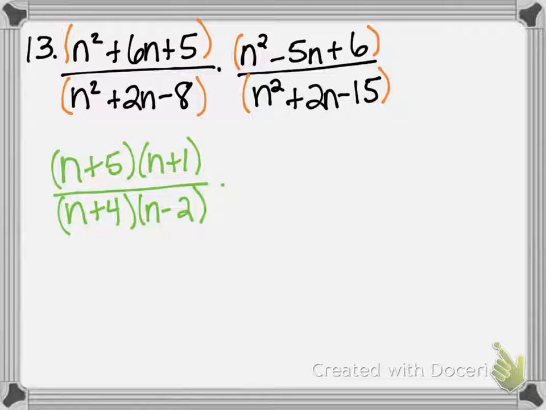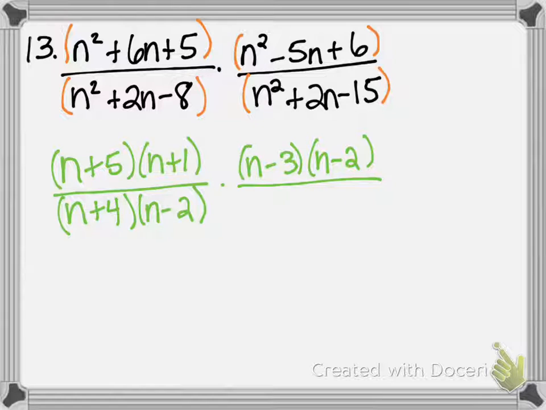And then the second fraction, n squared minus 5n plus 6. So what multiplies to give you a positive 6, so they both have the same sign, and it adds to give you a negative 5. So that's going to be n minus 3 and n minus 2.